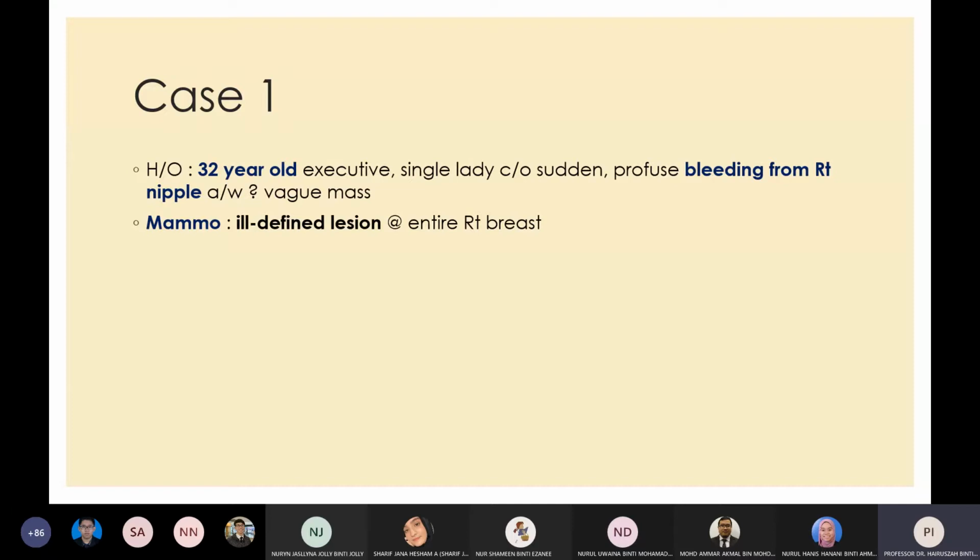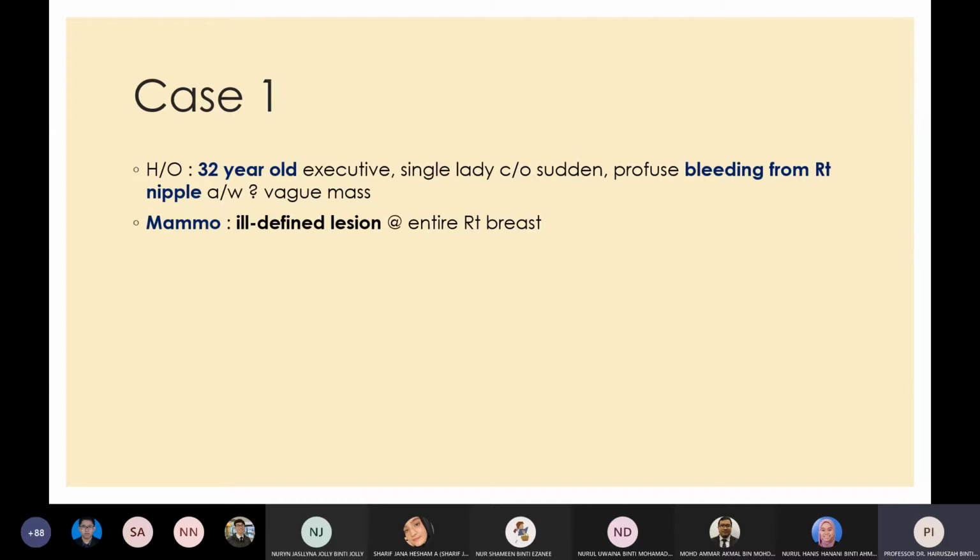An immediate mammogram was arranged. You know mammogram, right? Have you heard of mammogram? It's a radiological examination of the breast. The mammogram showed that the entire right breast had a lesion filling up the whole breast. That's how huge the lesion was.